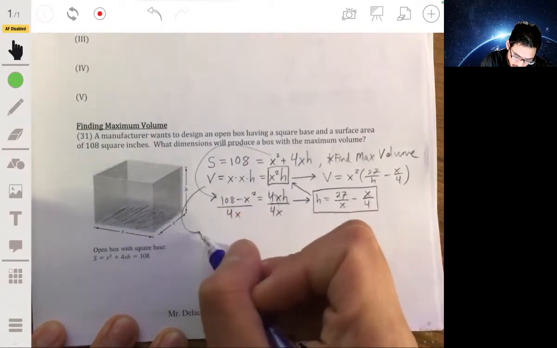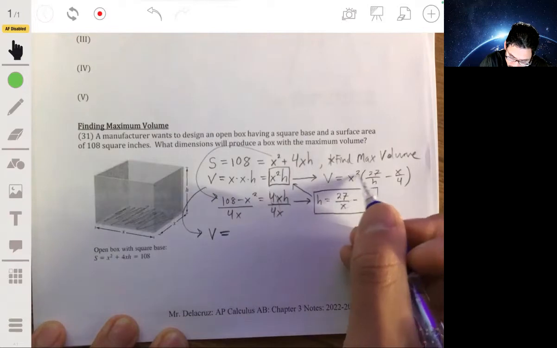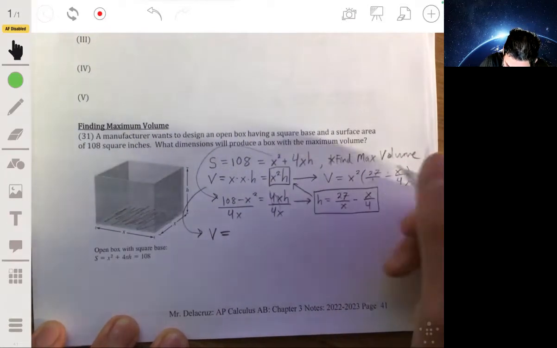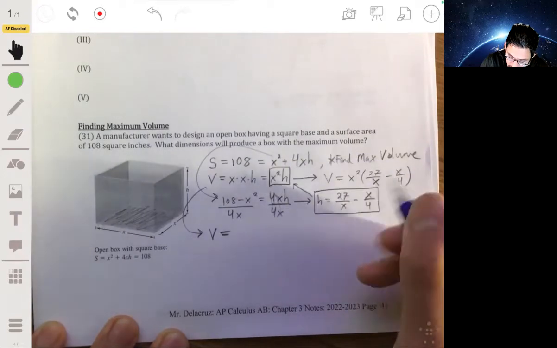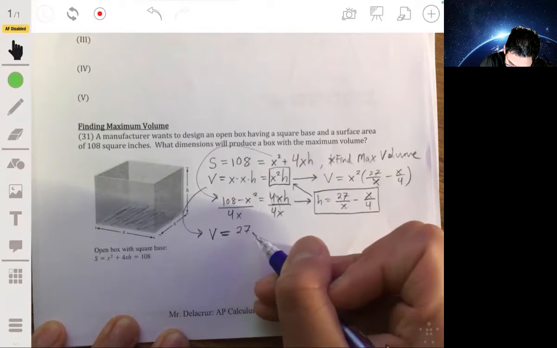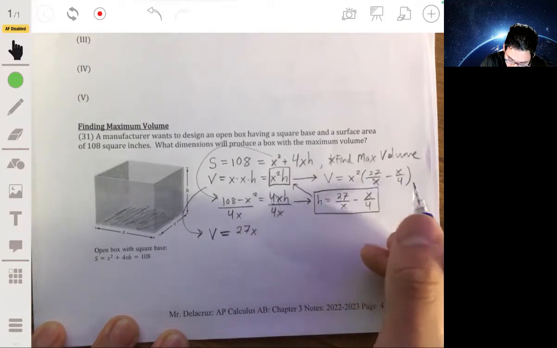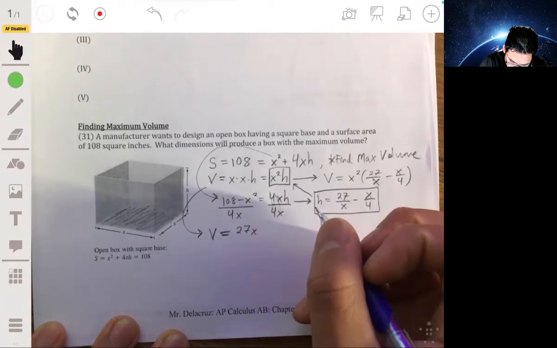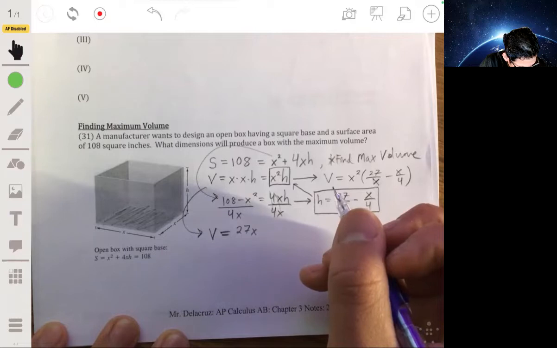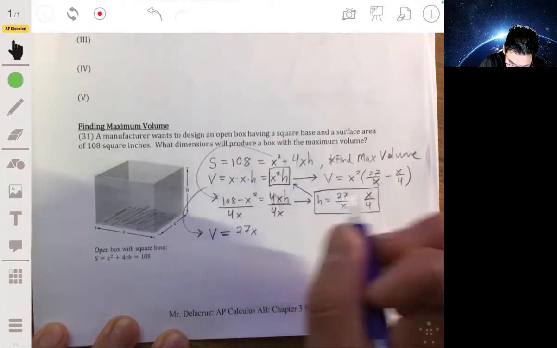Clean that up again, and I can get a volume equation. Let me distribute that. So no, whoops, not 27 over h, 27 over x. What I meant to write. Okay, volume is 27x, x squared over x cancel, minus x cubed over 4. Or this will actually be 27x minus 1/4 x cubed.